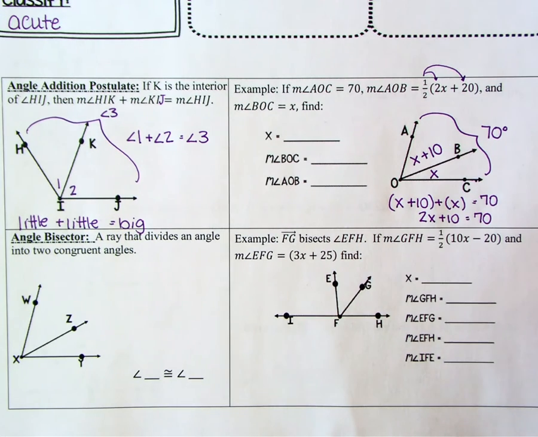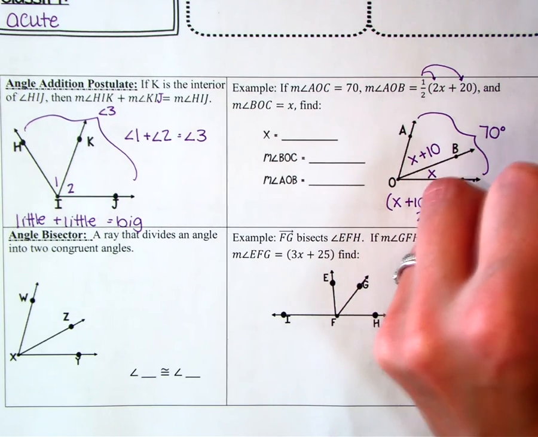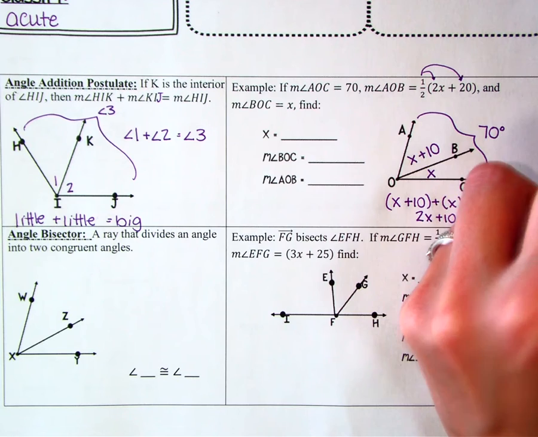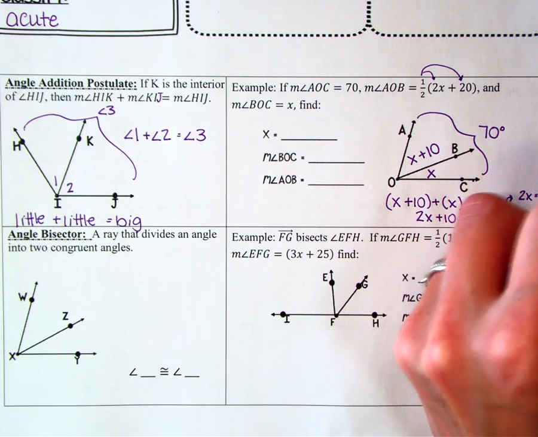So we'll subtract 10 from both sides. Ran out of room. Divide both sides by 2, and we find that x is 30.